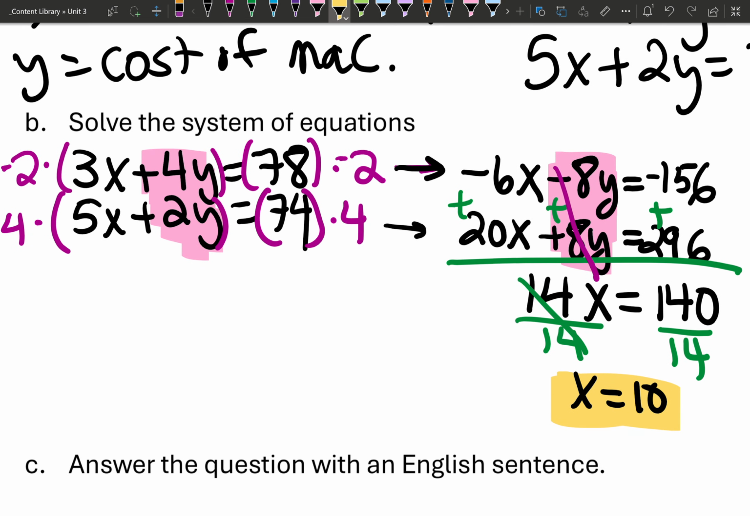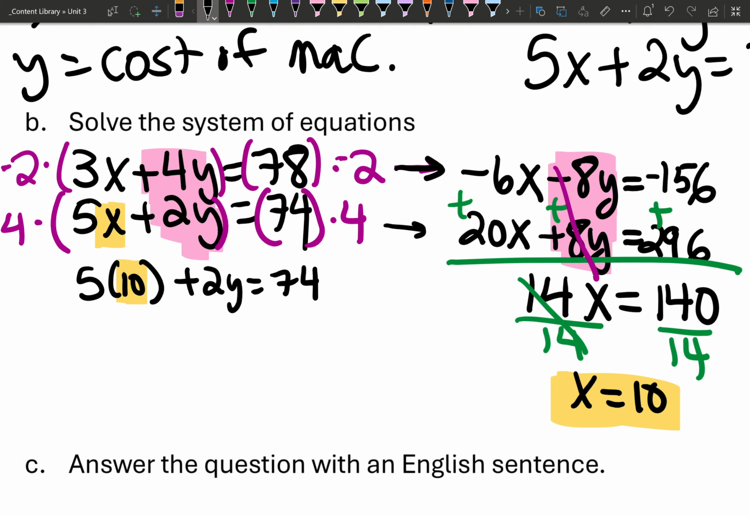Now in this case, it's not as easy as that previous one. We do need to pick one of these equations and solve it with x equals 10. Let's use this. Let me eeny, meeny, miny, moe, because I can't decide. Well, using the second one. So instead of 5x, I have 5 times 10 plus 2y equals 74.